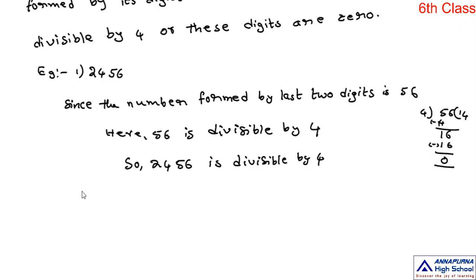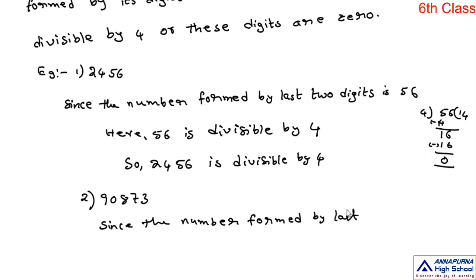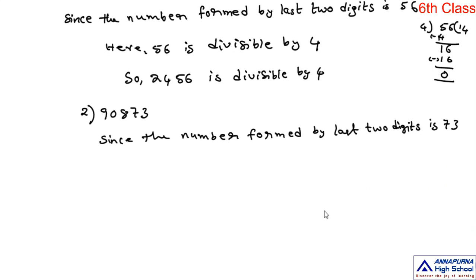Next one, we take another example. First we find the last two digits. What is the number? 73. Since the number formed by the last two digits, that means the units and tens digit places, is 73, we check whether 73 is divisible by 4 or not.